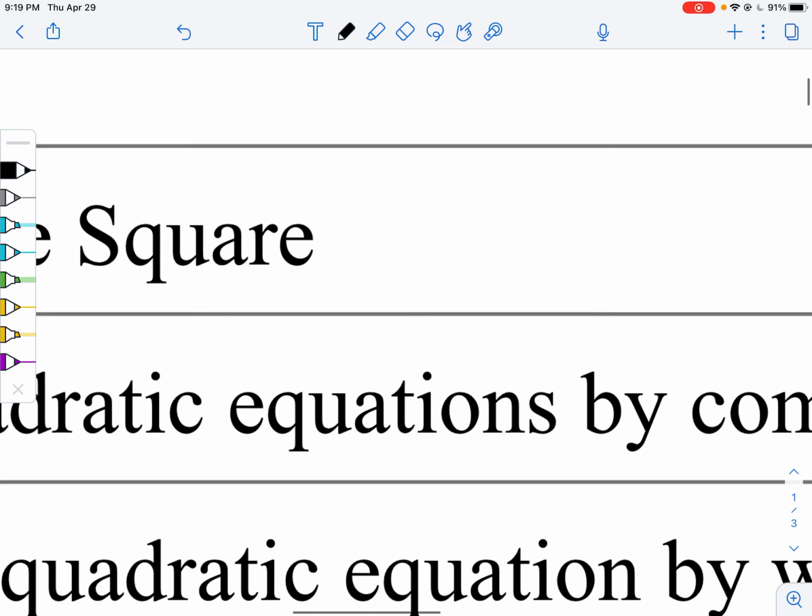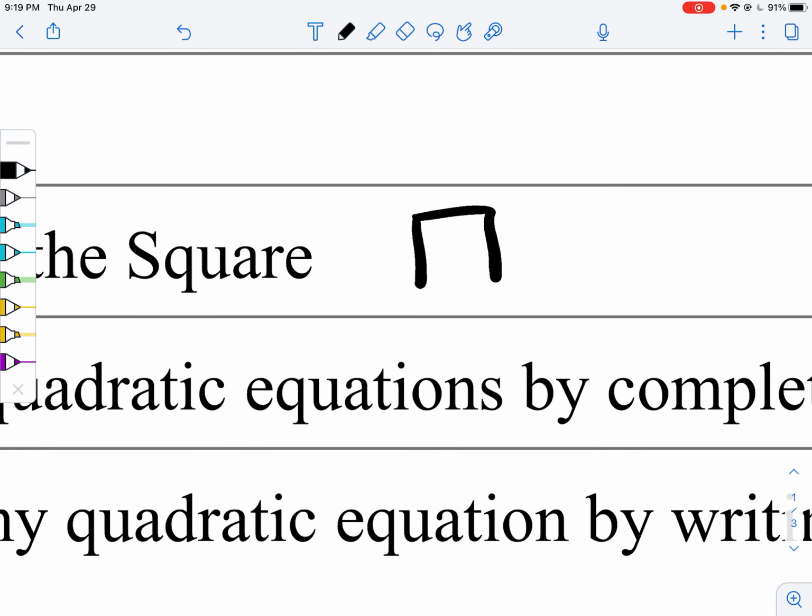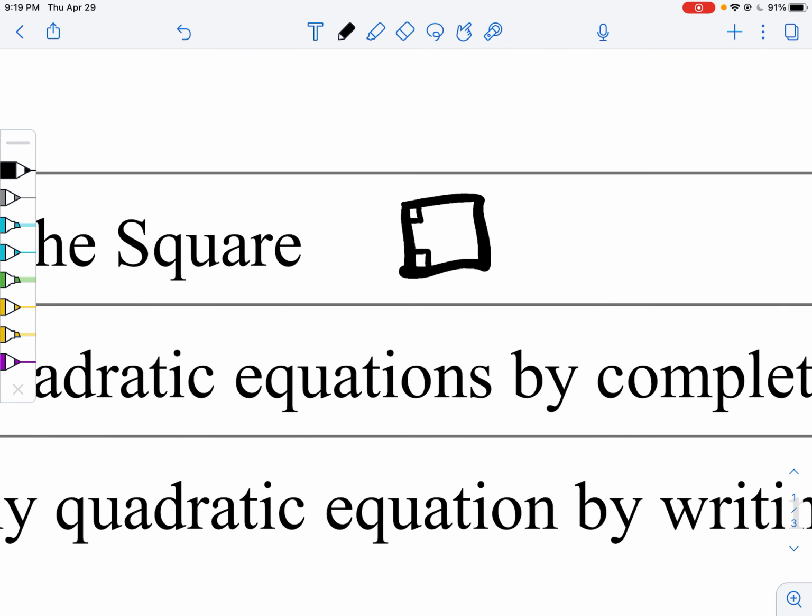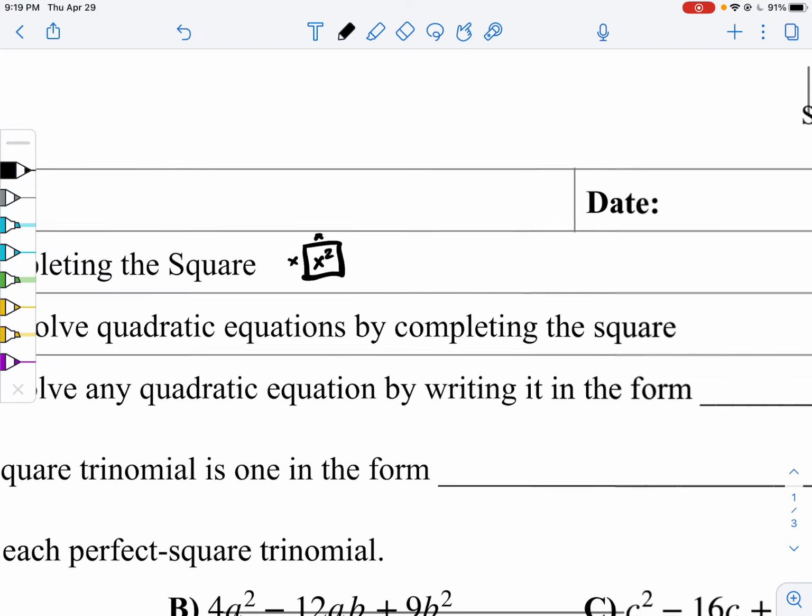Now remember, a square is a shape with 4 sides that are all the same, and they're right angles. Haha, okay, yes, that's true. But we also think of a square as if you have some distance x and you multiply it by its distance x, then the area is x squared. And that's what we're doing today.